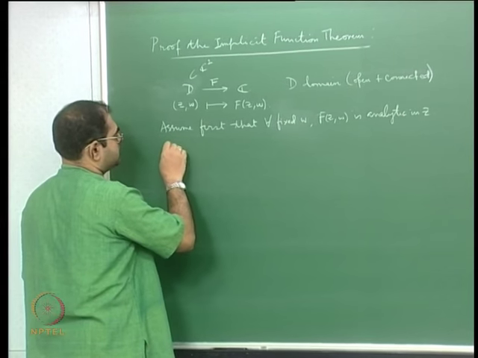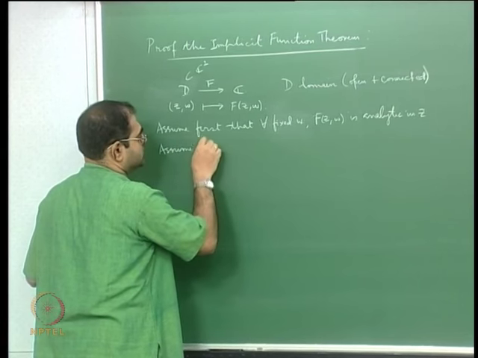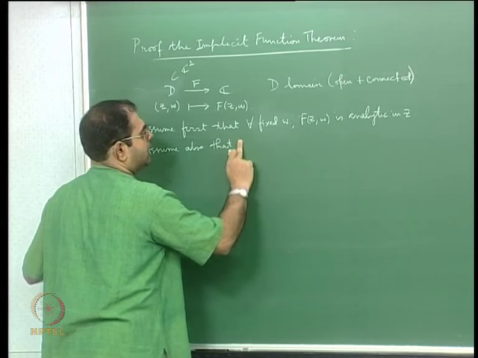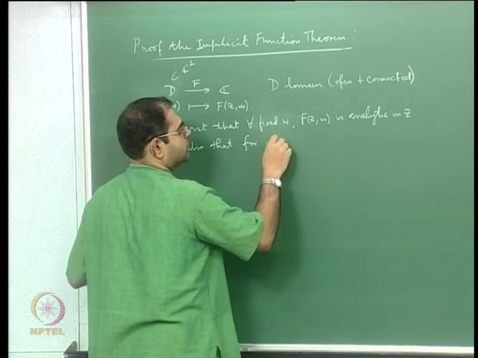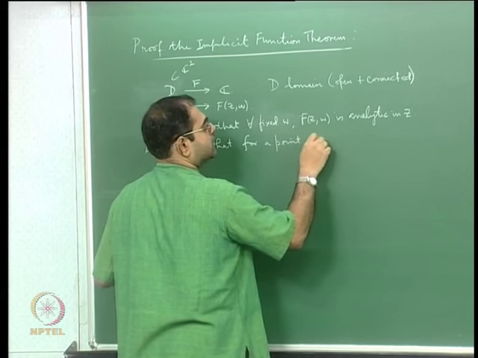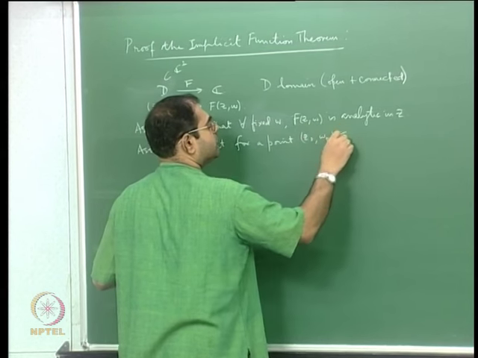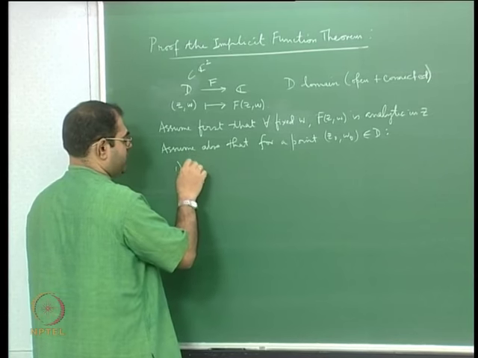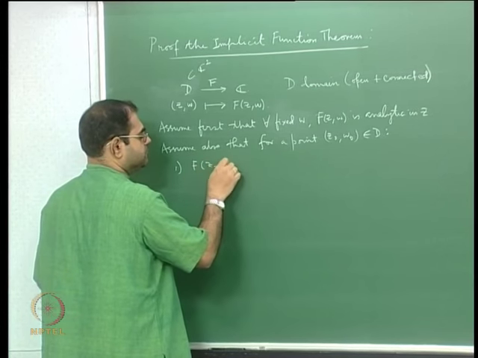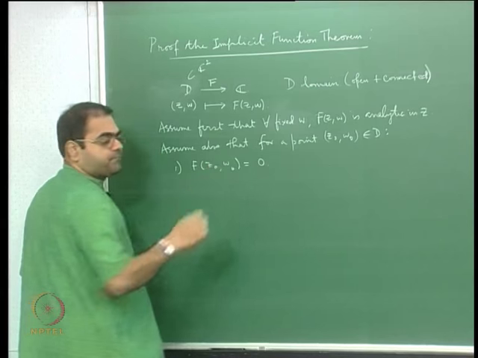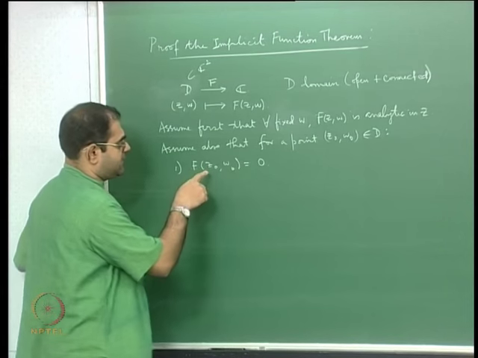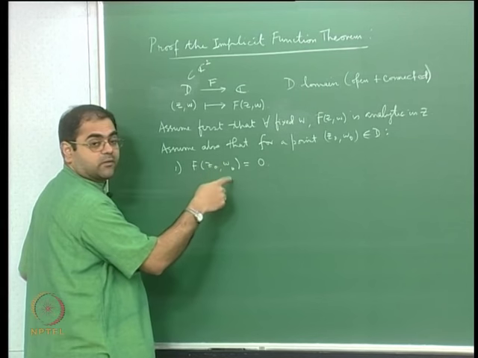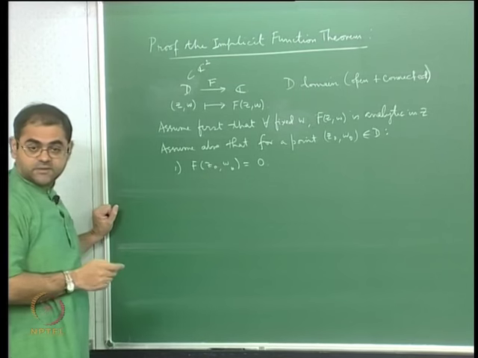Assume also that for a point z naught comma w naught in D, the following things happen. Number one, f of z naught comma w naught is 0. Okay, that is, this point with coordinates z naught and w naught is a 0 for the function f.